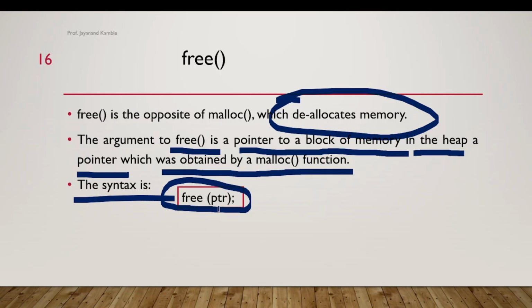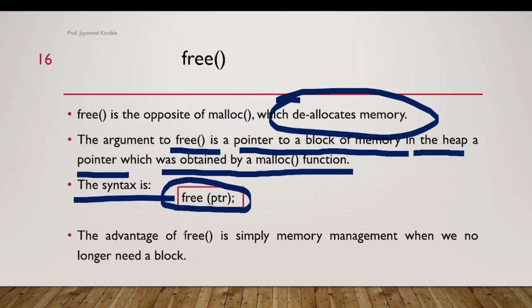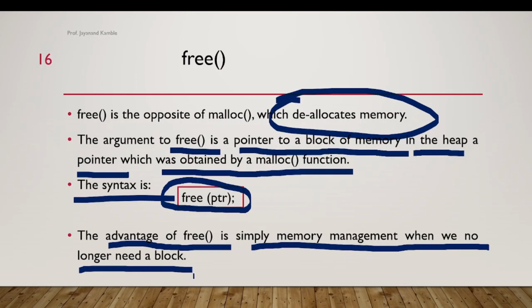Now after freeing, what will happen? That particular memory block can be utilized for storing other data elements. That is the advantage of free. The advantage of free is simply memory management: when we no longer need a block, that memory block can be utilized for storing other data components. Is this clear to everyone? Malloc and free?